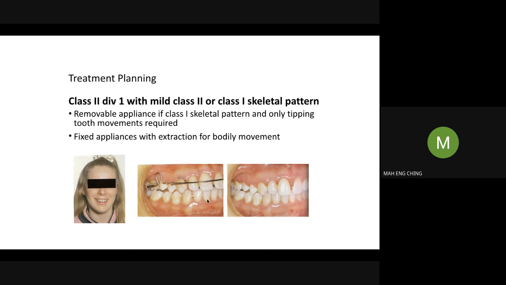So with the removable, we can do a lot of tipping by using the labial bow on top. Then we can bring the upper incisor back with a simple tipping movement. But when you come to bodily movement, it means you have to move the root back, or root torque. Then maybe we have to use a fixed appliance with extractions.